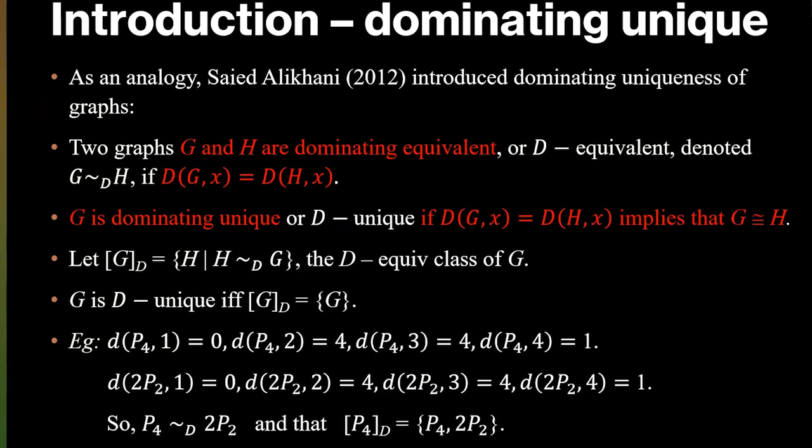By a simple direct calculation, we can see that the graph P4 and the graph 2P2 have the same domination polynomial. If you consider all other different graphs of order 4, we can also easily conclude that no other graph of order 4 has the same domination polynomial. So it means that the D-equivalence class of P4 is the set of P4 and 2P2.